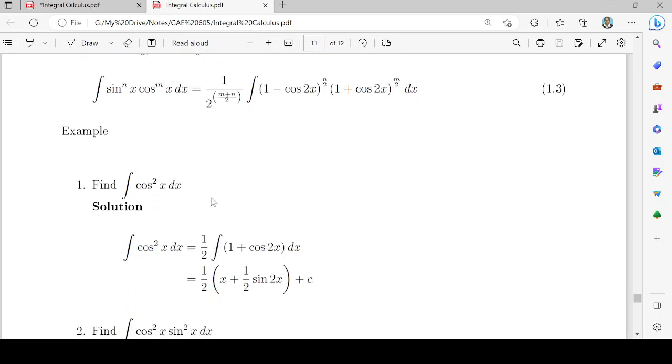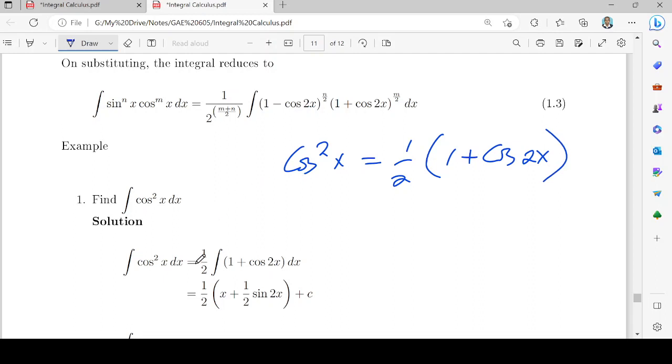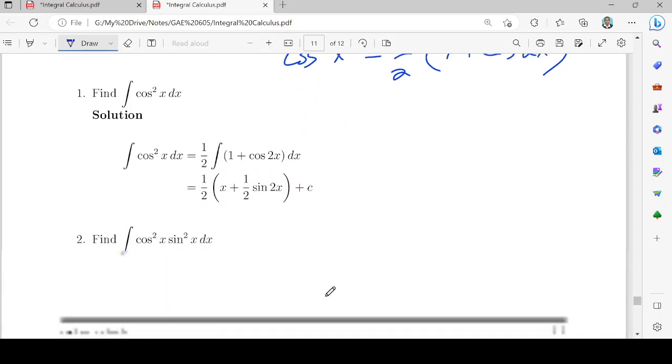If we have cos squared x, we replace cos squared x with a half into 1 plus cosine of 2x. For sine squared x, we get a half into 1 minus cos 2x. Then we integrate. We don't need another substitution here. So integrate 1 with respect to x to get x. The integral of cosine of 2x becomes a half sine of 2x. Then we add the arbitrary constant of integration.